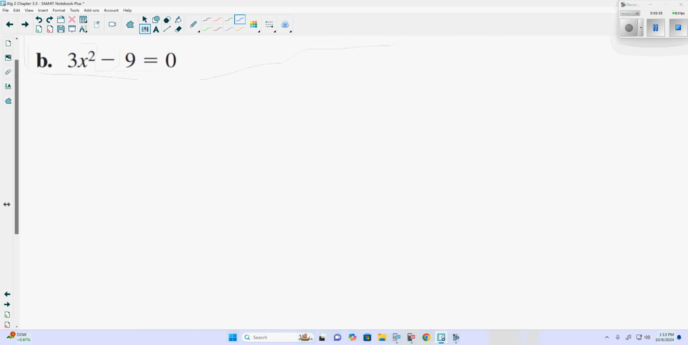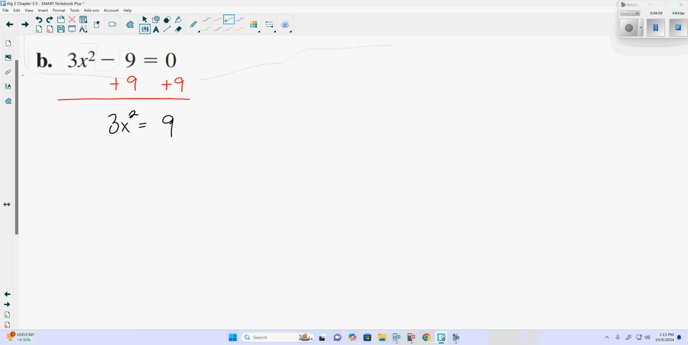Let's look at the next one here. 3x squared minus 9 is equal to 0. We don't have a middle term. So what's the first thing we can do? We need to get the squared term by itself. So we can do what? We can add 9 to both sides, telling us that 3x squared is equal to 9.